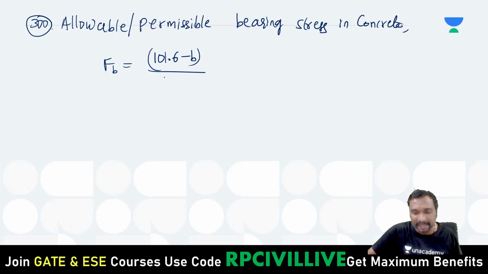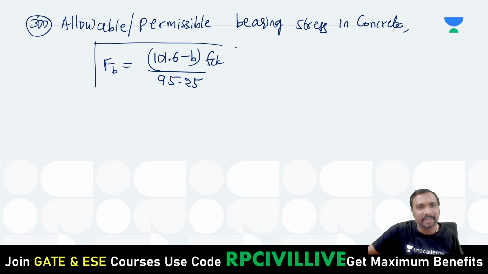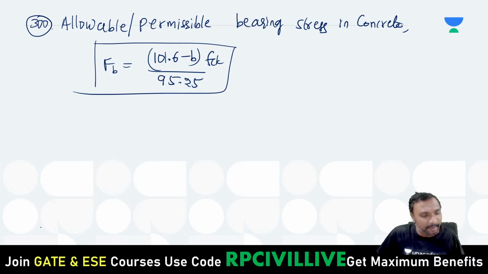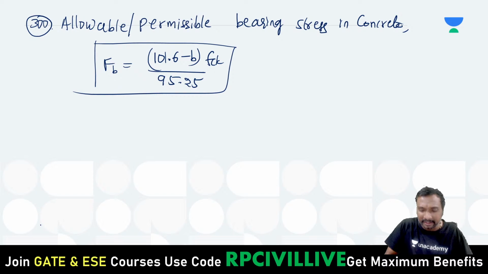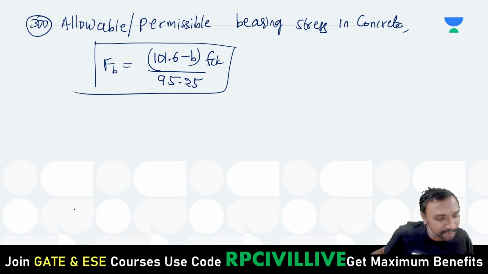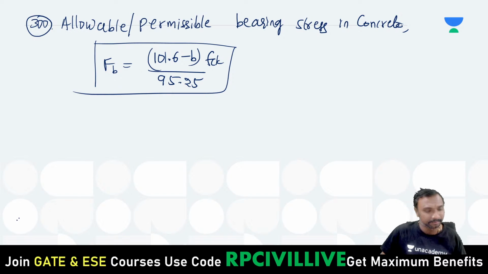Divided by 95.25, into FCK. FCK is nothing but your grade of the concrete. B, already we have mentioned, is the diameter of the dowel bar. FCK is a characteristic strength or grade of this concrete which we have used. And B is nothing but your diameter of this dowel bar, if you just observe it like that. Is it clear, everyone? 300, now 301.